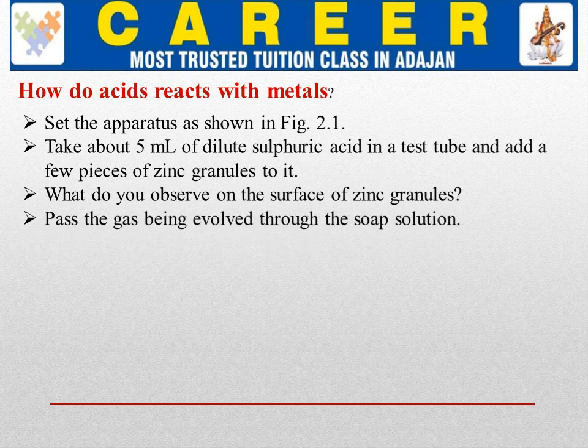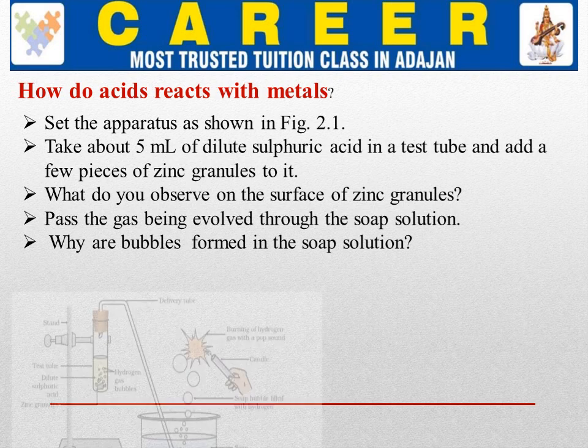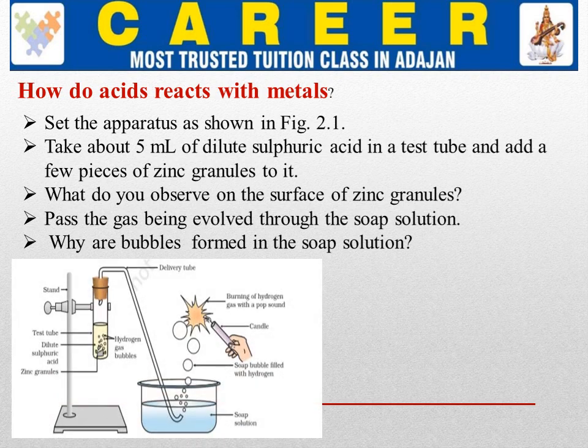Pass the gas being evolved through the soap solution. Whatever gas is evolved from the test tube, let it pass through the soap solution kept in another test tube via a delivery tube. You can see that bubbles form in the soap solution via the gas released from the delivery tube. Here, as you can see, hydrogen gas is released whenever this dilute acid comes in contact with the zinc granules.